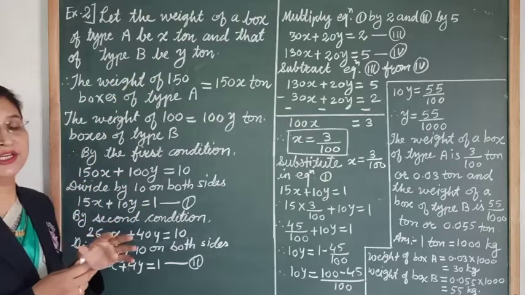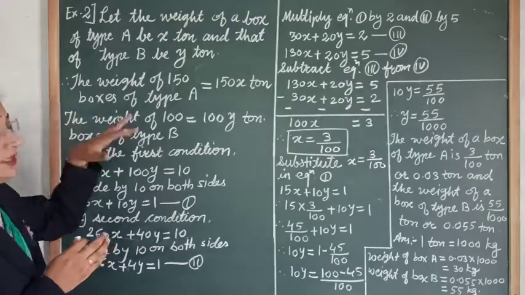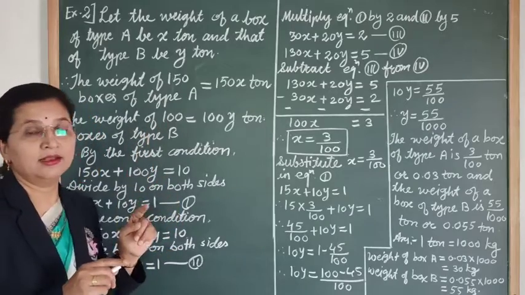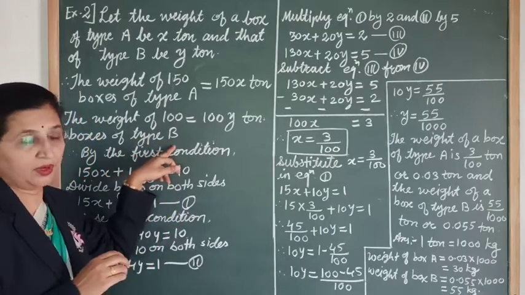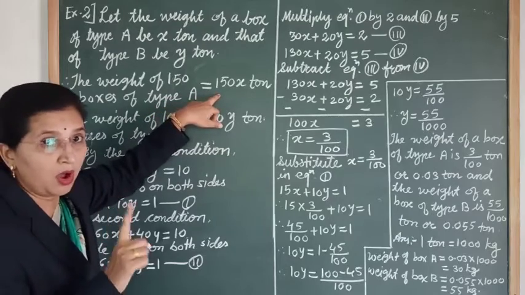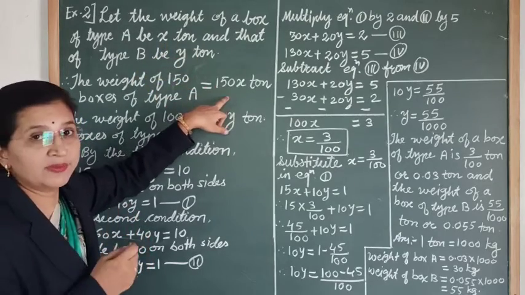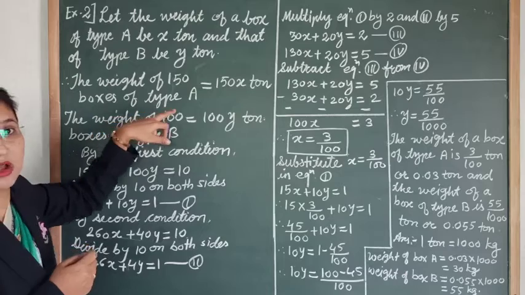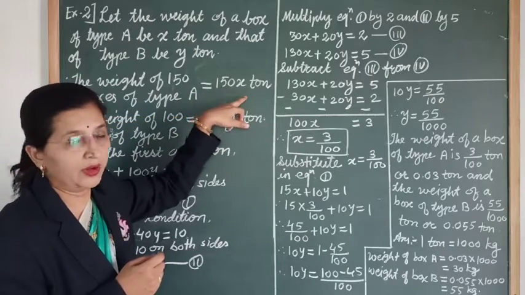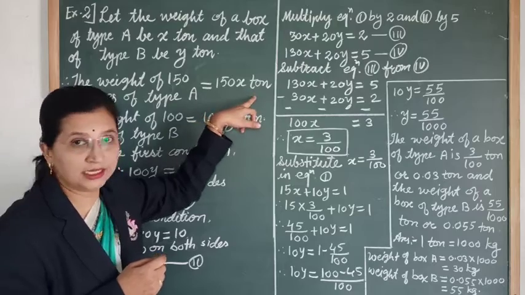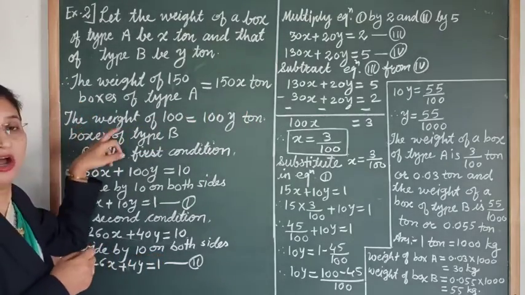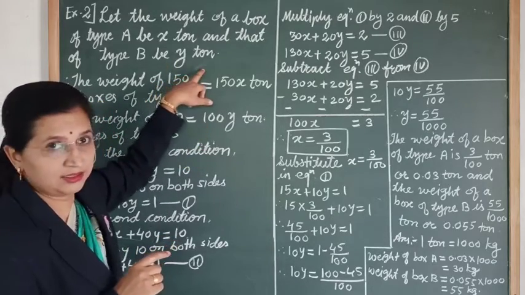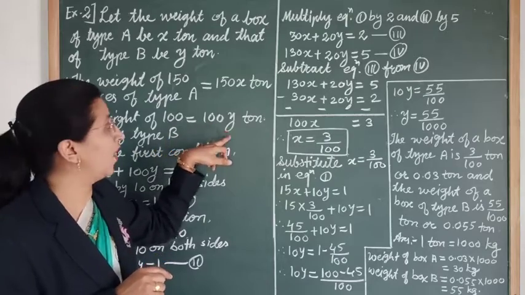Okay. Now here, what is the condition? In the first condition, it is given that there are 150 boxes of type A and 100 boxes of type B. Okay. So if the weight of one box of type A is x, then what will be the weight of the 150 boxes? So here the weight of 150 boxes of type A is equal to 150 into x, that is 150x tons. Okay. Similarly, the weight of 100 boxes of type B is equal to 100y tons.